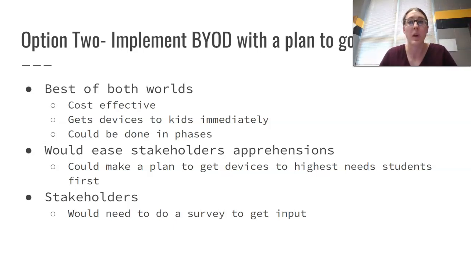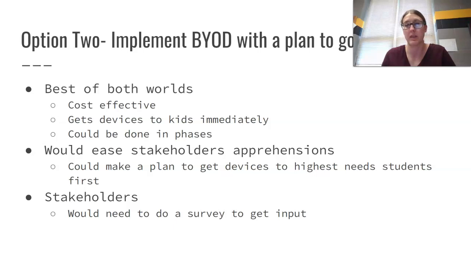So why do I think this? It's the best of both worlds. First of all, it's cost effective. You can start out by getting kids that have their own devices hooked on, and right there immediately you have your one-to-one with their own device. And then you can find your kiddos, especially at your K-2 levels, that don't have their own devices, and get them a school-issued device. And I think we already have some, so that would be a great place to start.